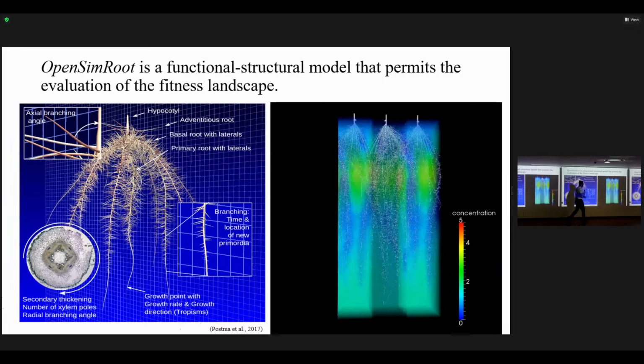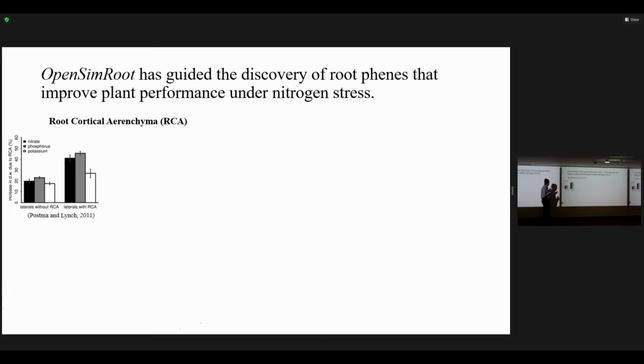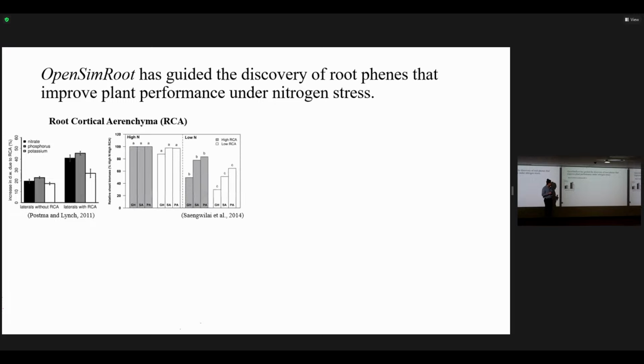So for example, this is just how the roots are simulated. And here the gradient of color is the nitrogen leaching. Just to show how we have used this model in the last years: in 2011, the model predicted that having higher cortical parenchyma was beneficial for the plant under low nitrogen conditions. Then in 2014, we took this to the field, and we observed in the greenhouse in South Africa and Pennsylvania that the lines of maize that had higher parenchyma performed better or had higher yields.